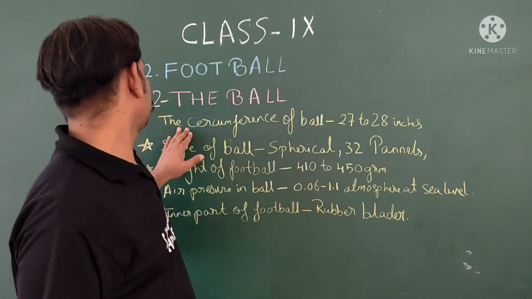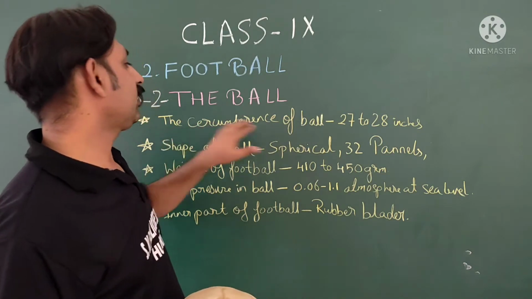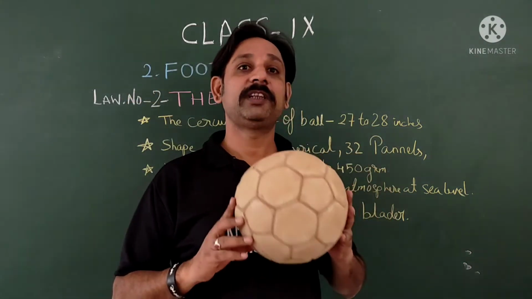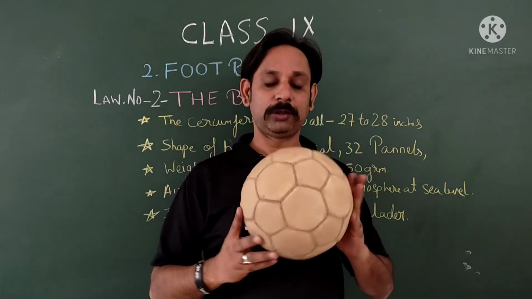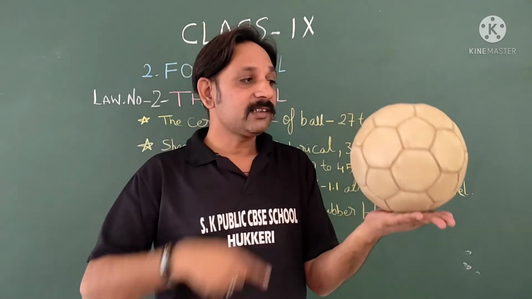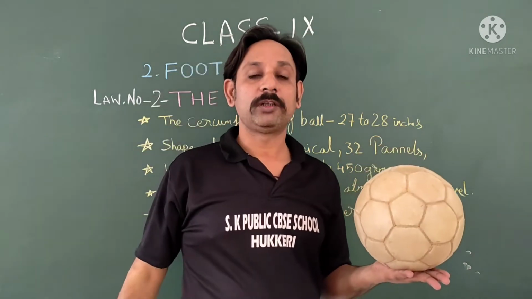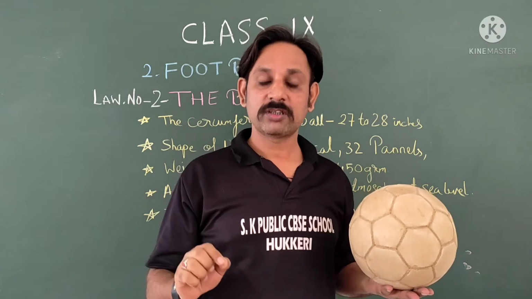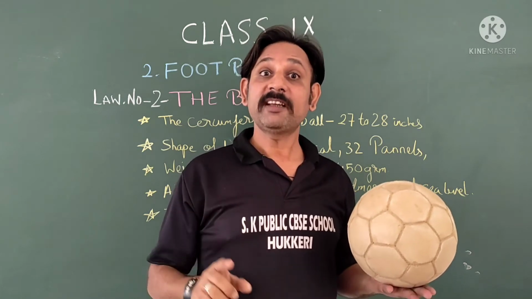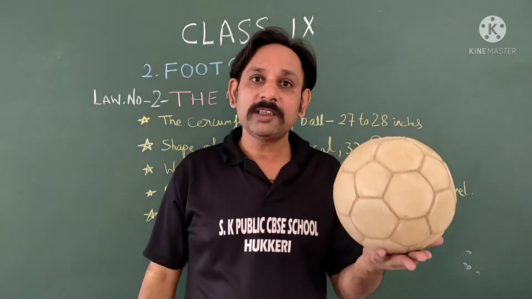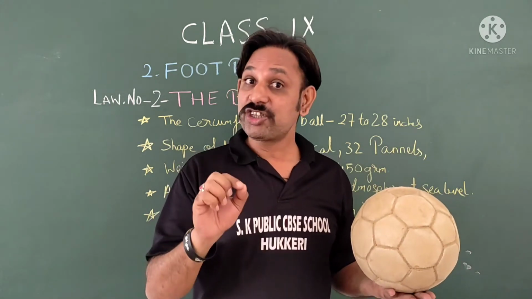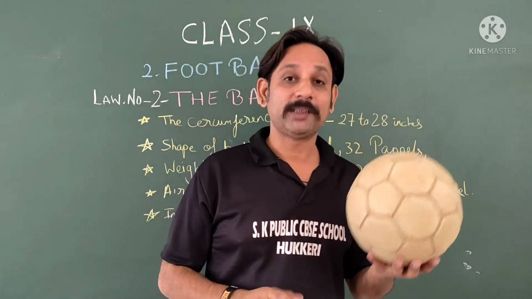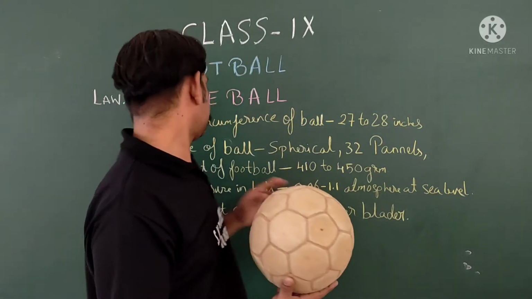The first thing about the ball is the circumference of the ball. So this is the ball, and you are very much familiar with it. Now let us see the circumference of the ball. The circumference of a football is 27 inches to 28 inches. So this is the first point. Let us see the second point, what it is saying.